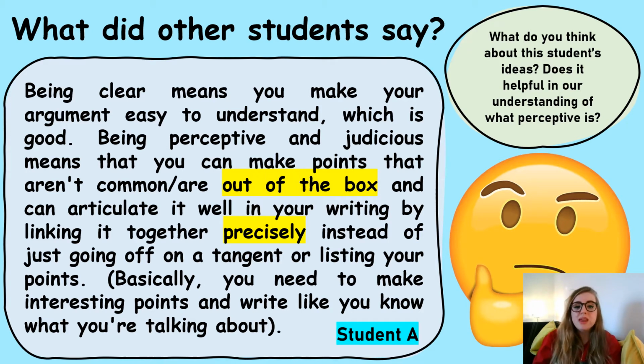So student A has said that being clear means you make your argument easy to understand, which is good. Being perceptive and judicious means that you make points that aren't common or out of the box. And then you can articulate that well in your writing by linking it together precisely instead of just going off on a tangent or listing your points. Basically, you need to make interesting points and write like you know what you're talking about. And I like that. The idea of writing with confidence is something that you see in students that do a lot of practice papers. You can write with confidence once you've had that practice.